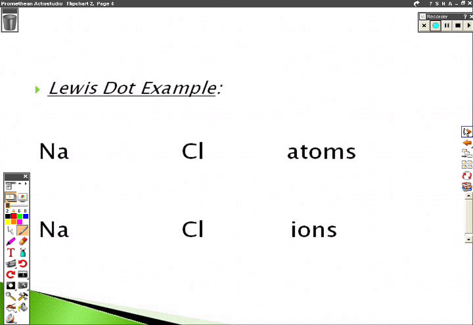Now, we've drawn Lewis dots, Lewis dots for atoms and for ions. You've learned that Lewis dots represent valence electrons. And these valence electrons can be found by looking at the top of the periodic table. In sodium's column or family on the periodic table, there's one dot, one valence electron. For chlorine, there are 7.